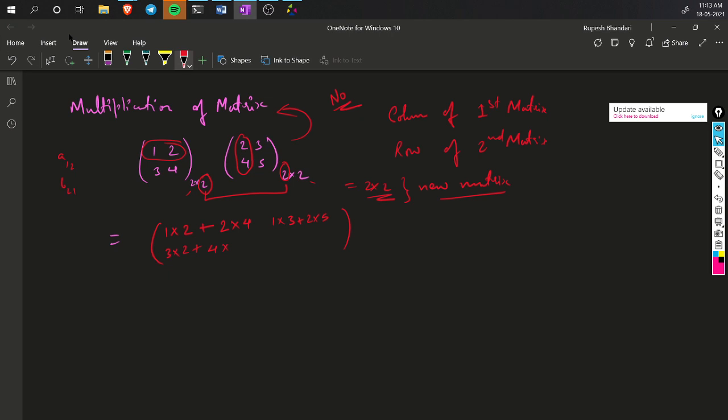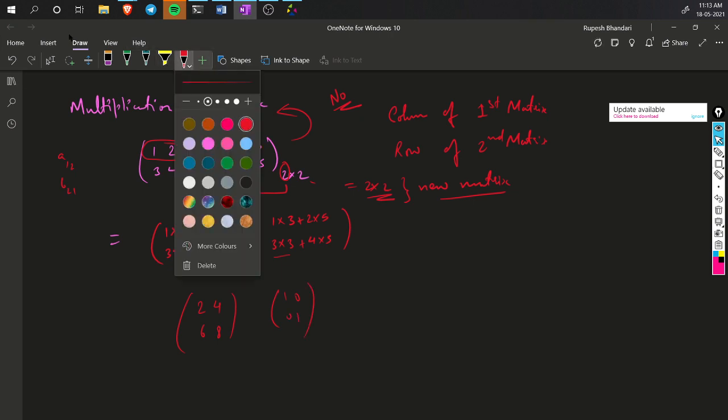4 into which? 2? No, 4. What about this? 3 into 3, right? Not 2, because this thing has already been multiplied over here. So what needs to happen over here? Is it 3 into 3 again? No. Its job is already done over here. What we need to multiply it with is 4 into 5. So always remember, you just don't need to worry about the calculation. So 2, 4, 6, 8. 1 0 0 1, right?